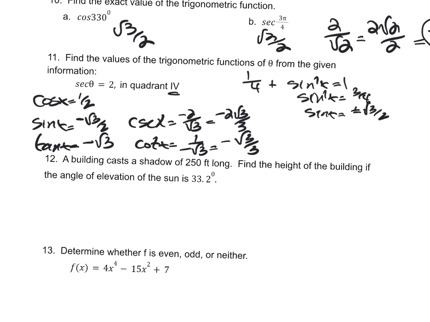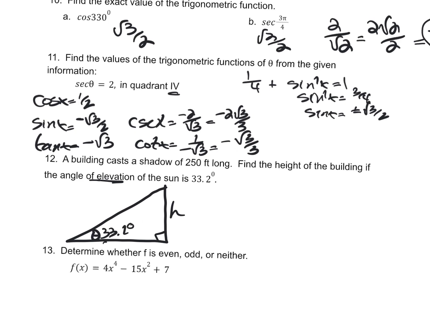Number 12, a building casts a shadow 250 feet long. Find the height of the building if the angle of elevation of the sun is 33.2 degrees. These are all right triangle problems. Remember, theta, your angle of elevation must touch the horizontal. So I'm going to put the angle down there. The building, we don't know what the height is. We do know the theta angle is 33.2 degrees. And we know the shadow is 250 feet long.